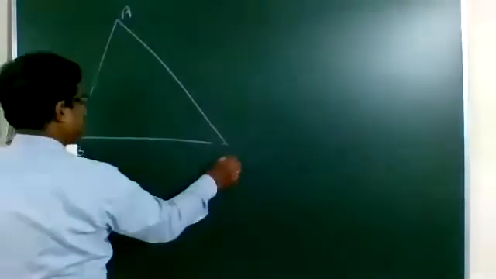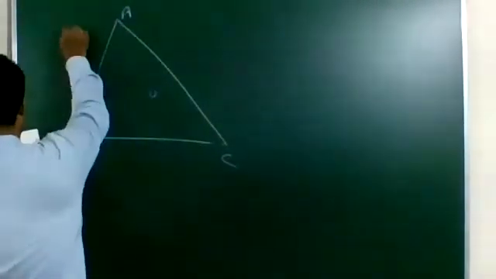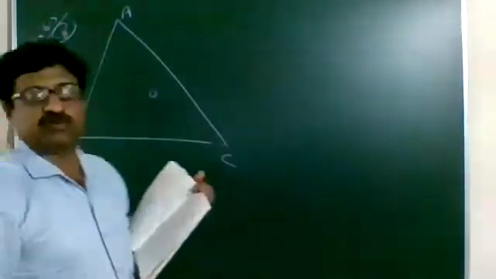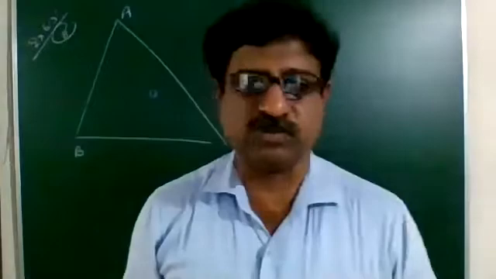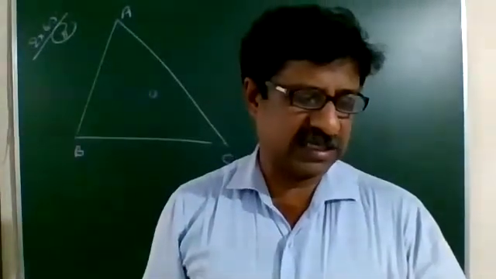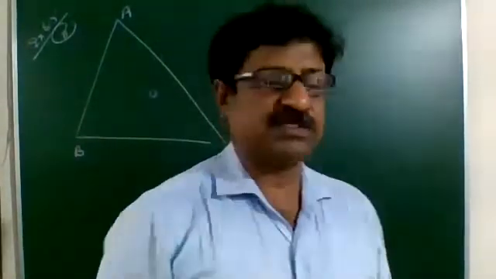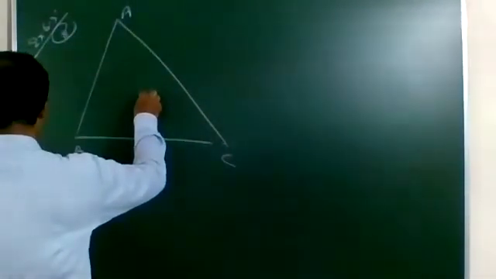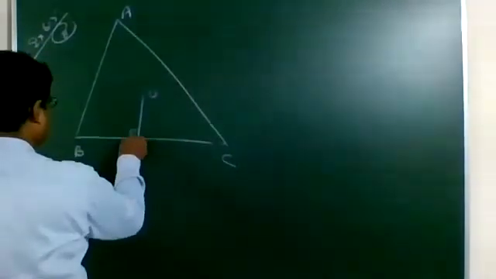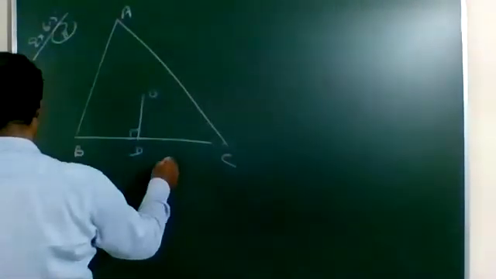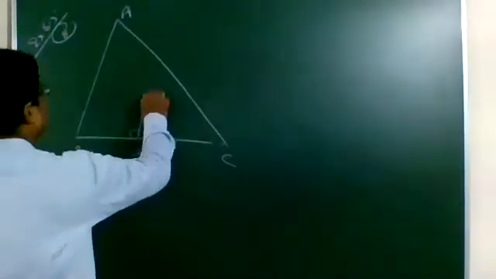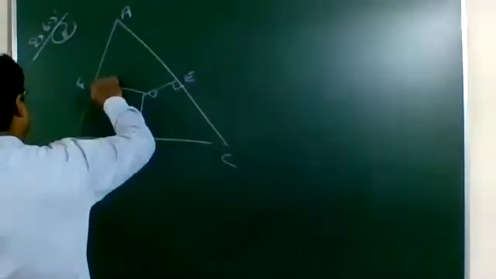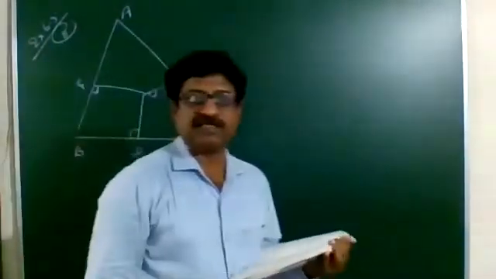Question 8 of exercise 6.5. O is a point in the interior of triangle ABC. O is any point inside, and from here the perpendiculars are drawn. OD is perpendicular to BC, OE is perpendicular to AC, and OF is perpendicular to AB. These three perpendicular lines are drawn.